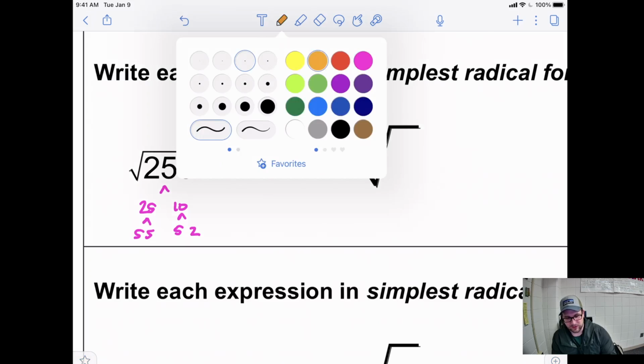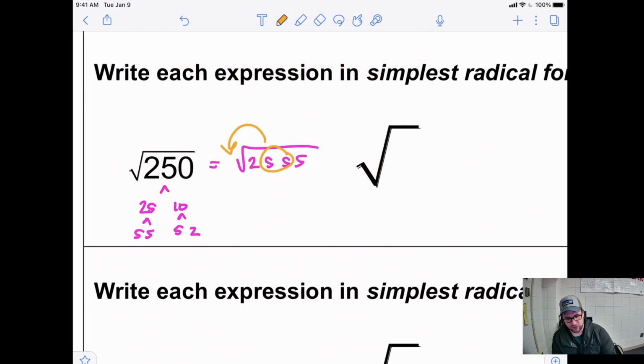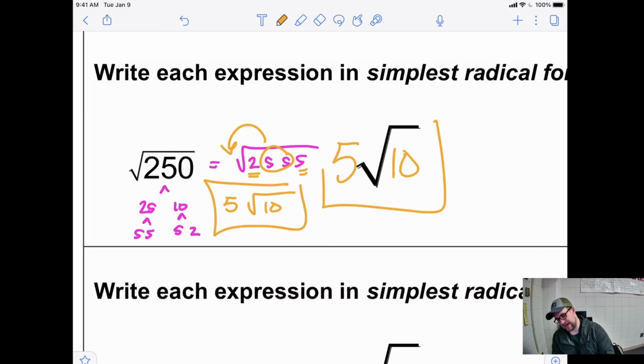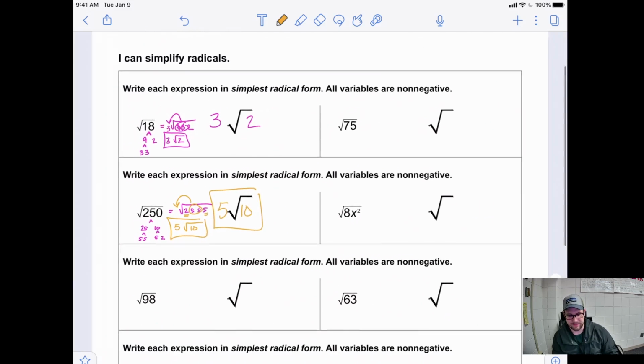Now remember, when you come over here, two of the same, you pull one out. We're going to have a 5 on the outside. Now on the inside, you had two numbers left. You need to multiply those back together to get a 10. So our final answer here will be 5 square roots of 10. Just like that. Nice job.